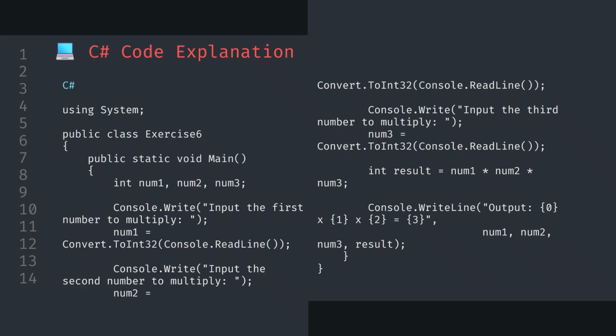This is the full program. We declare three int variables, prompt the user, and convert each read line to an integer. Then we compute the result as num1 times num2 times num3. Finally, we print a formatted string showing the multiplication expression and the computed product.